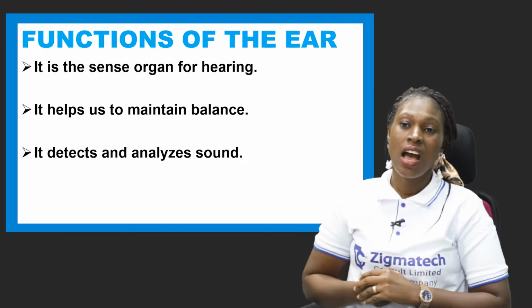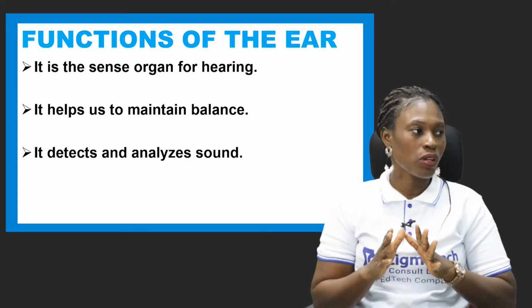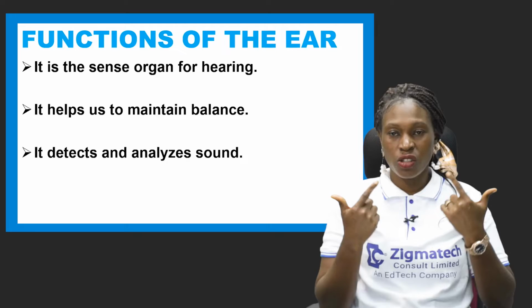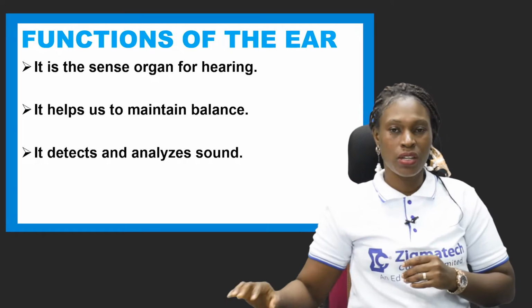It also detects and analyzes sounds around us. So that's what happens. When something happens, your ears are the first to get the signal that something is happening around you, and they keep that balance, just like we said.